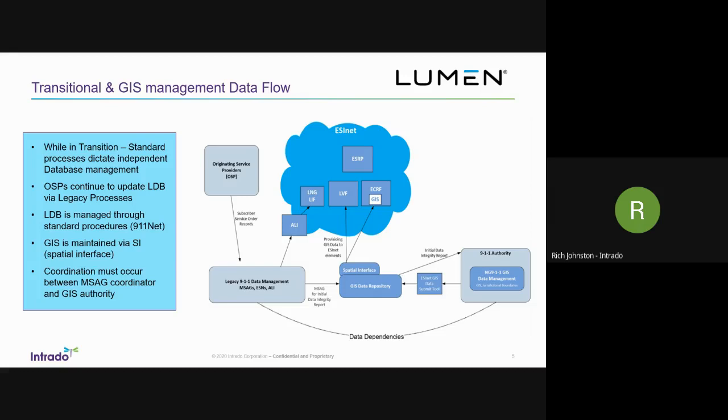So the NENA kind of view of that in this transitional state that we're in is that the operational procedures between those two different groups, that they'll have operational procedures between the two. So if the MSAG coordinator is the lead on it, they'll make an address range change, for instance. They'll send that to the GIS authority for that locality, and both of them will load it on both sides, and they'll be 100% in sync. We know through experience that sync up and those operational procedures are sometimes difficult for the PSAPs, for the localities to manage. It's not impossible, but it's difficult.